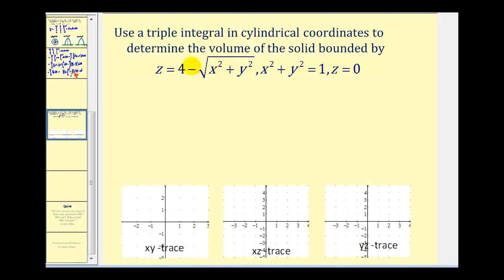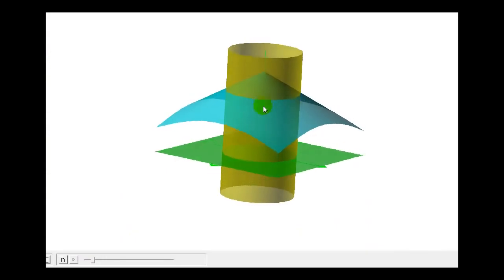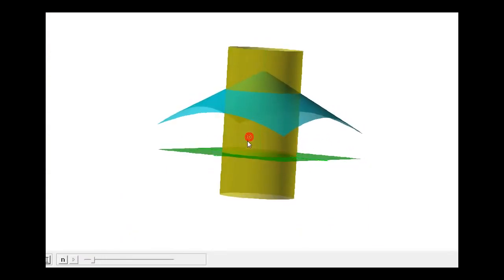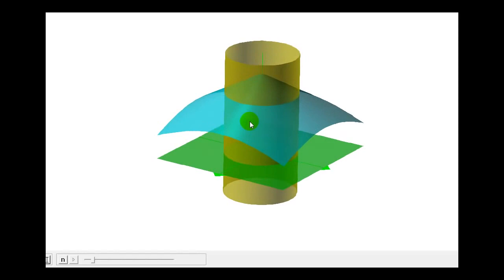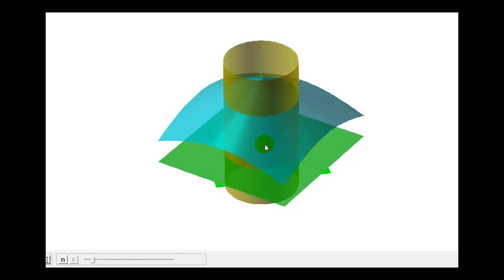We want to use a triple integral in cylindrical coordinates to determine the volume of the solid bounded by z equals 4 minus the square root of x squared plus y squared, x squared plus y squared equals 1, and z equals 0. Let's go and take a look at this graphically. So the goal is to determine the volume inside the cylinder above the green plane and below the blue surface.